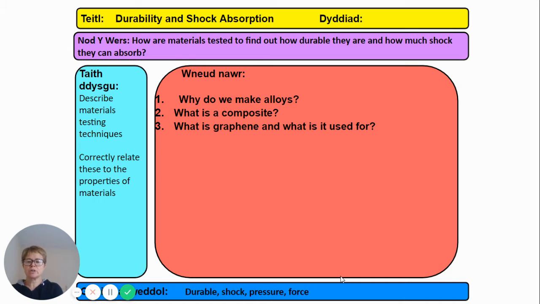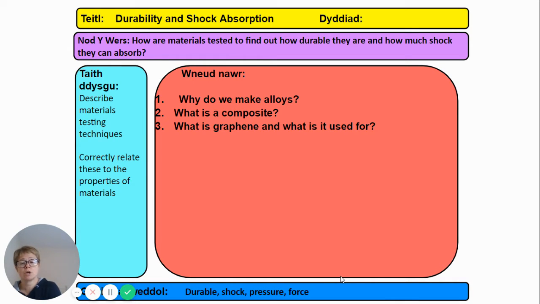Why do we make alloys? Hopefully you've written down that we make alloys to improve the properties of metals. So it's usually to make them stronger. An alloy is a mixture of a metal with another element, which could be a metal or something else. Often carbon is used in alloys of metals.